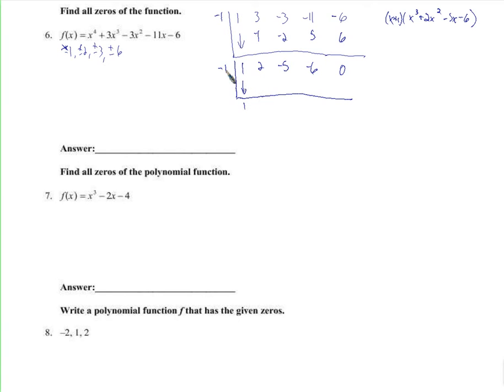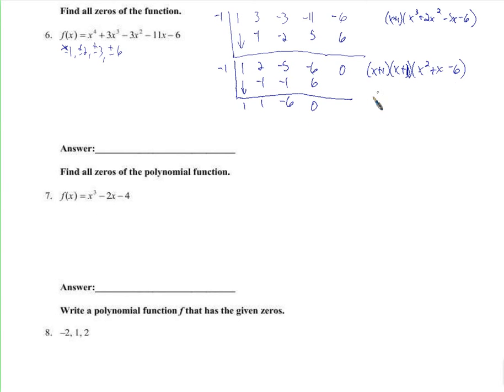Put a 1 there. Negative 1 times 1 is negative 1. Negative 1 times 1 is negative 1. Negative 6, positive 6, 0. So now I know x plus 1 times x plus 1 times, oh, that's a 1, and that's a parentheses, times x squared plus x minus 6 would give me the original polynomial.